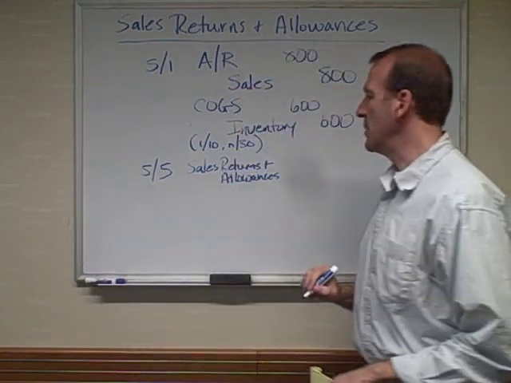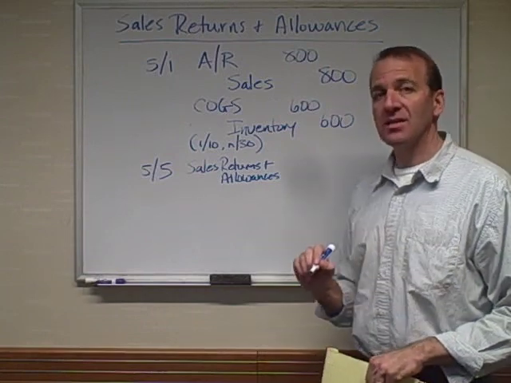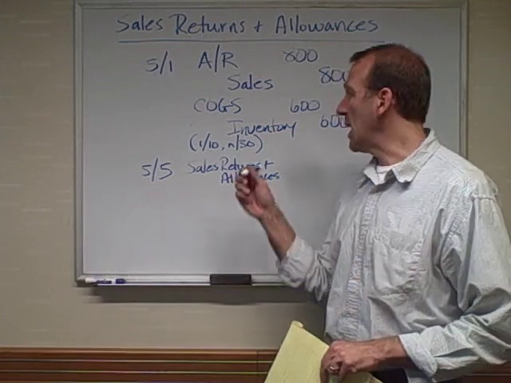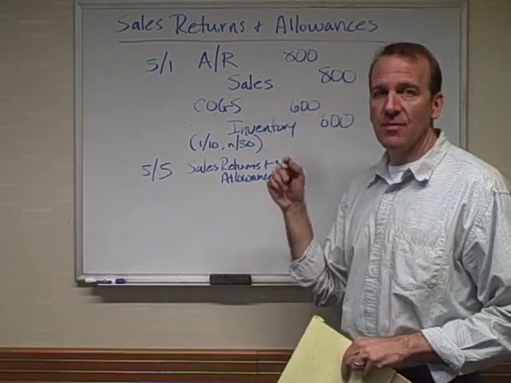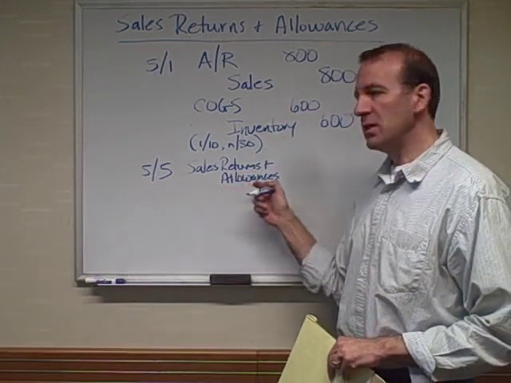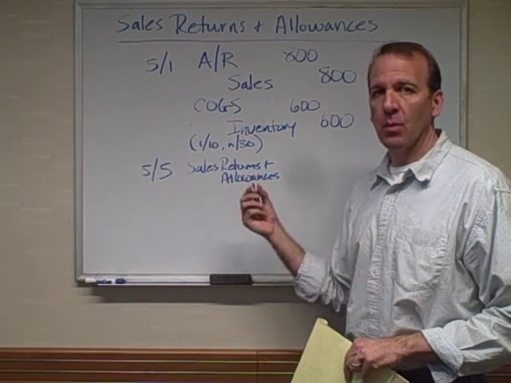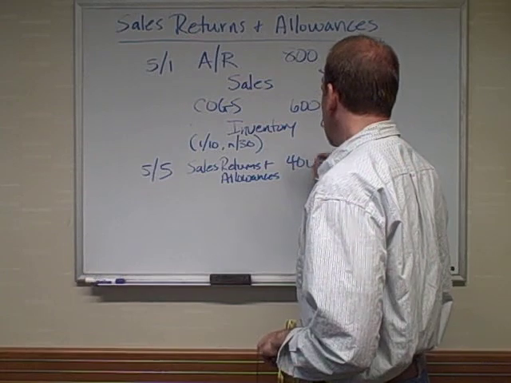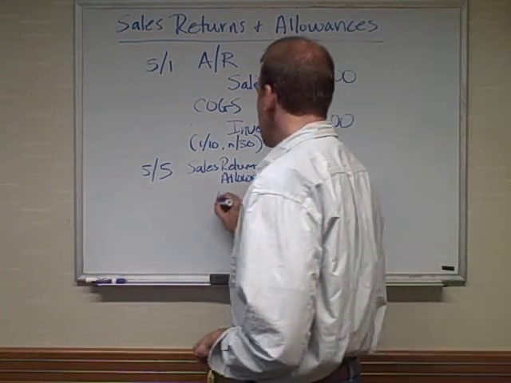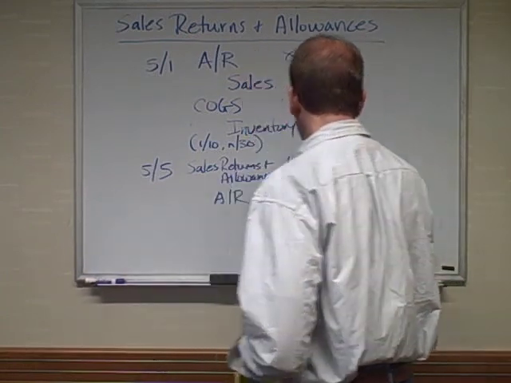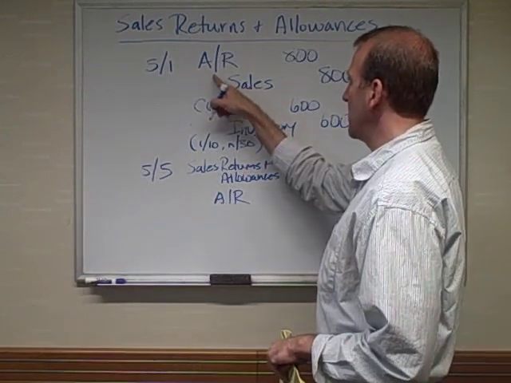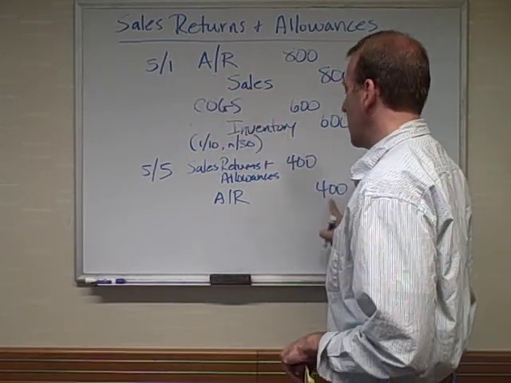Kind of a long account name. Sales, returns, and allowances. It's a contra sales or contra revenue account. So it offsets. So that we can see that we have the sale, but then this will reduce it by the amount that was returned in this case. So I said half of it was returned, so we're gonna debit that 400, and then we just credit the accounts receivable 400, okay? Because we have to eliminate the accounts receivable, so we're going to credit it 400.